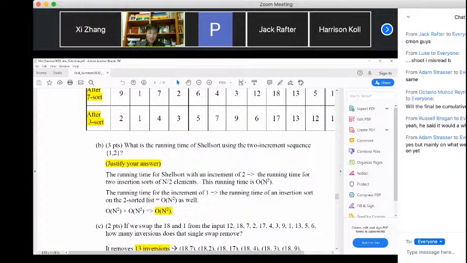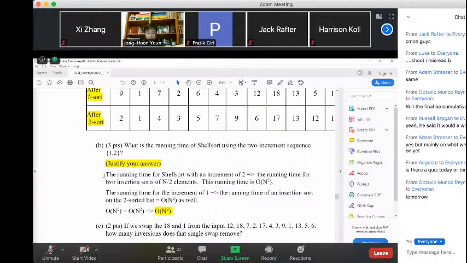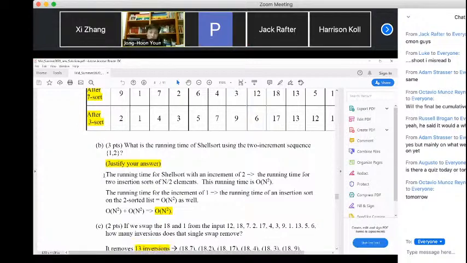But anyway, the idea to discuss is that distance two sorting is nothing but making two subparts: the even index subset with index 0, 2, 4, 6, 8, and the odd index subset. And then you will do insertion sort with half-size items. Have a question?